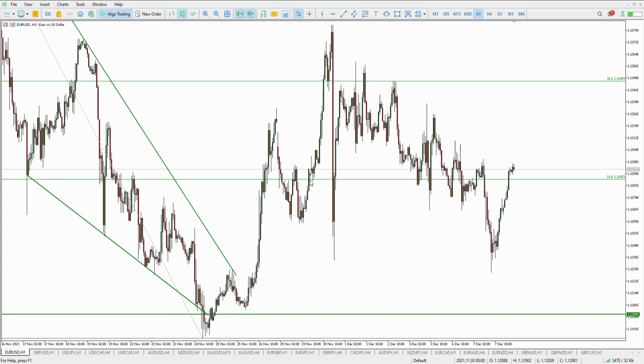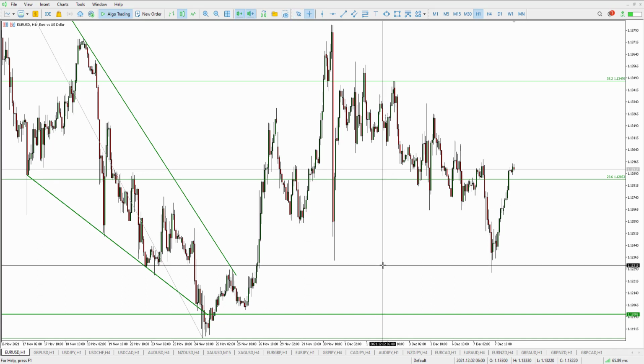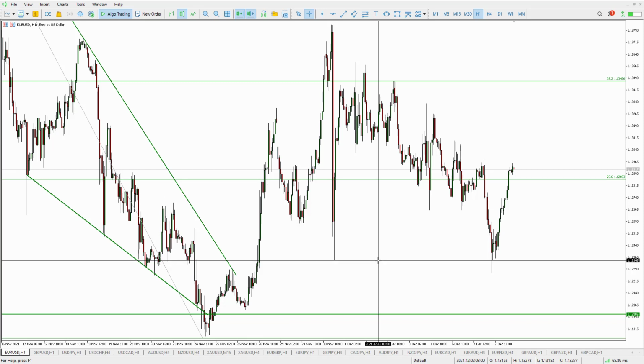So I'm going to start off with euro dollar. Recently we've had a really choppy market, something that doesn't provide us with any decent trading opportunities. I haven't had a trade here on euro dollar throughout this period, and I wanted to see more clear price action, something that indicates to me where price will go next, and that will potentially give me some trading setups as well.